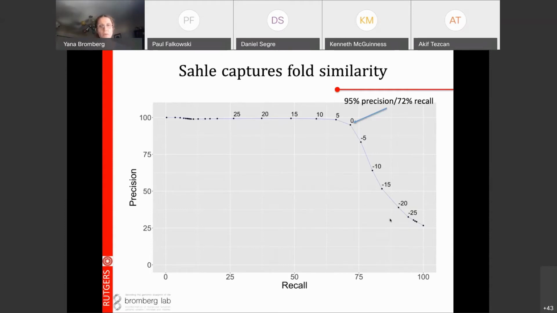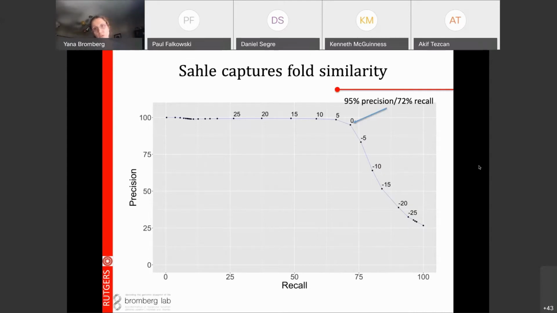What we observed is that for our training set, at the cutoff 0, we had 95% precision, which basically meant that most of the alignments that were above that cutoff were actually correct. And we had a fairly significant recall. We didn't pick up all of the alignments that we should have had, but we had over 70% of them.